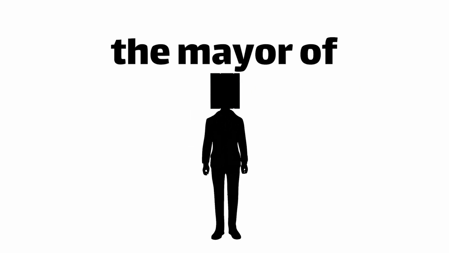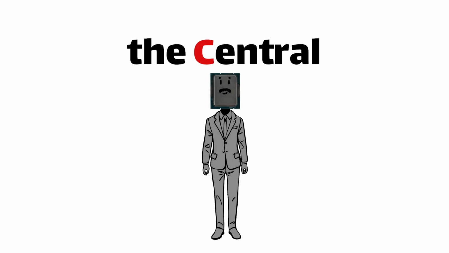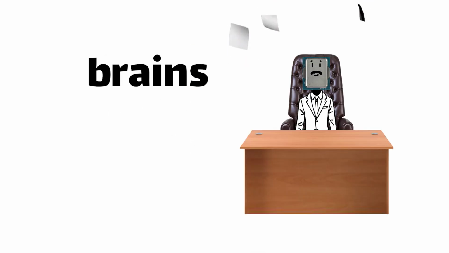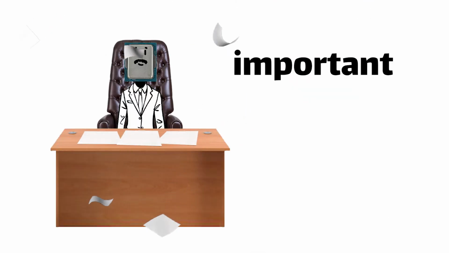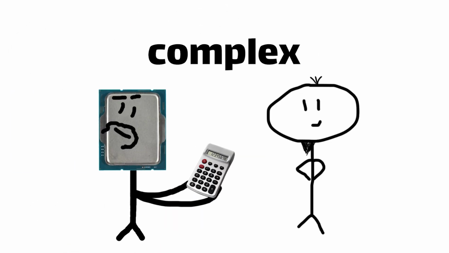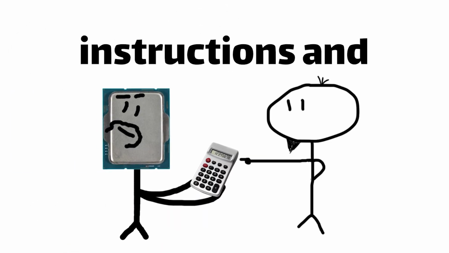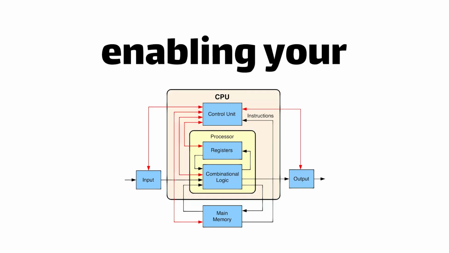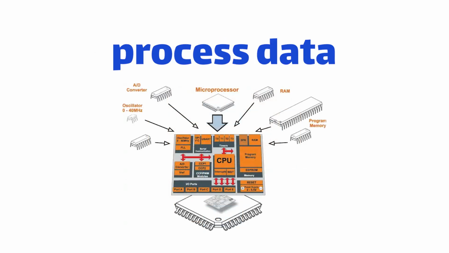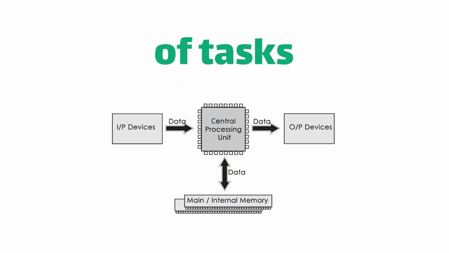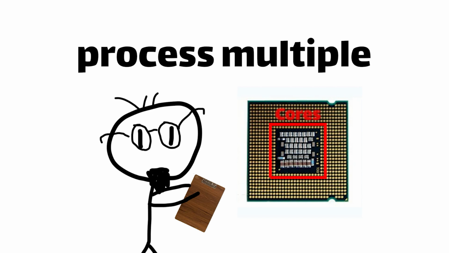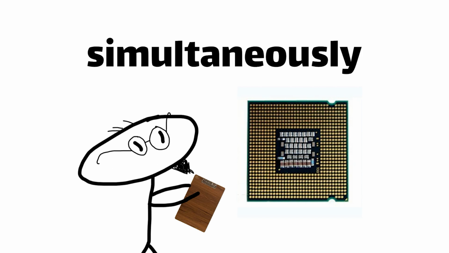Now, let's meet the mayor of our computer city, the Central Processing Unit, or CPU. This little chip is the brains behind the operation, making all the important decisions. This highly complex microprocessor executes instructions and performs calculations at lightning-fast speeds, enabling your computer to run applications, process data, and handle a wide range of tasks. Modern CPUs are equipped with multiple cores, allowing them to process multiple instructions simultaneously, vastly improving overall performance.